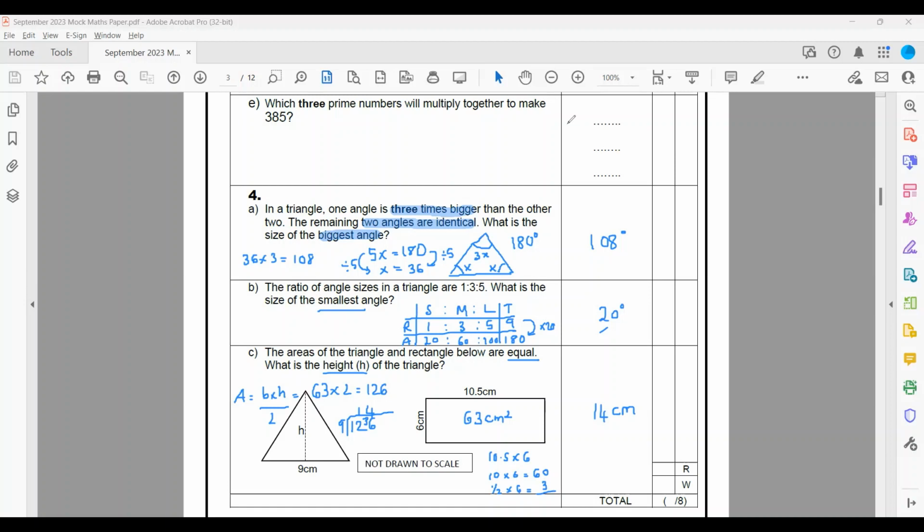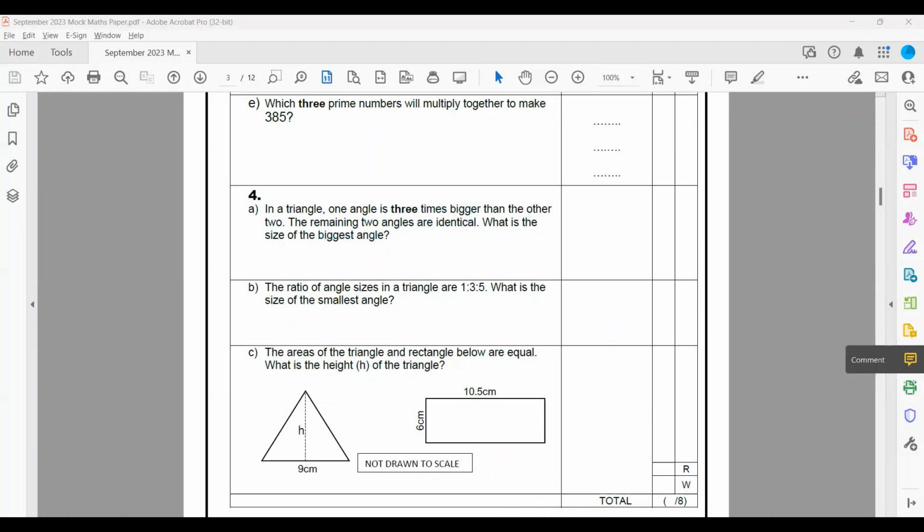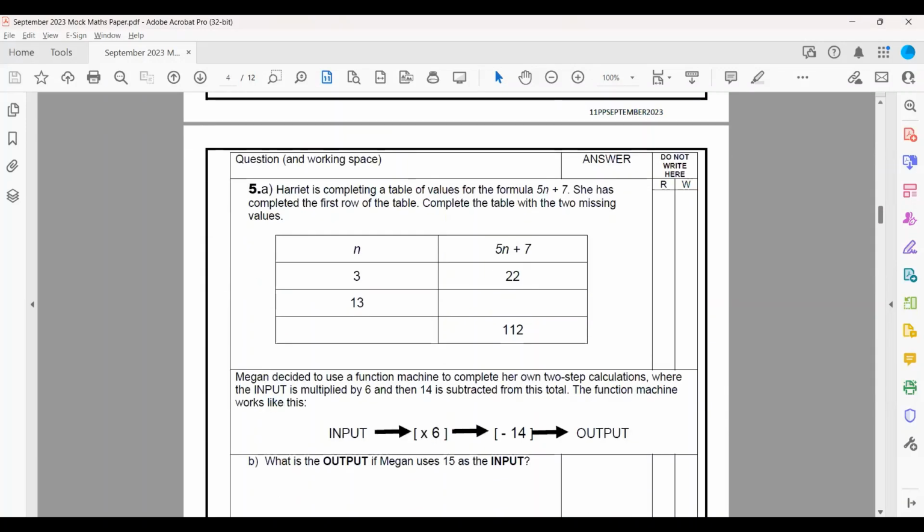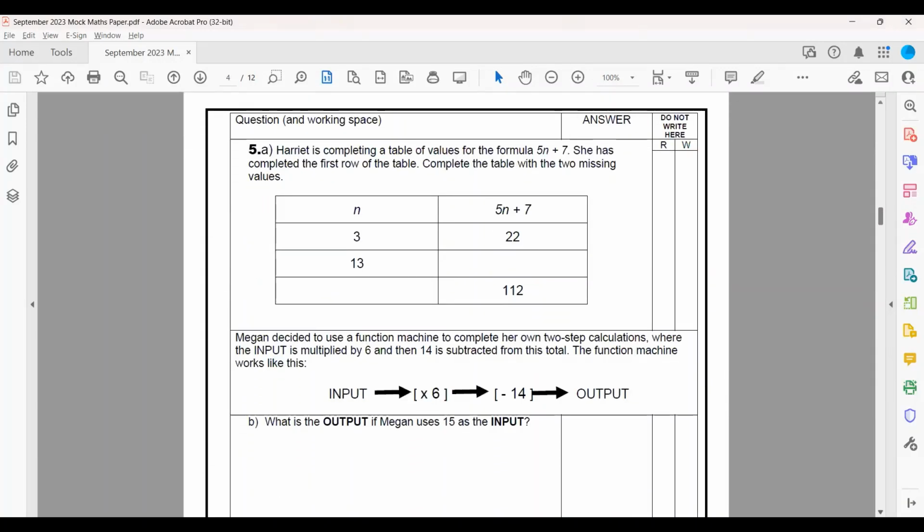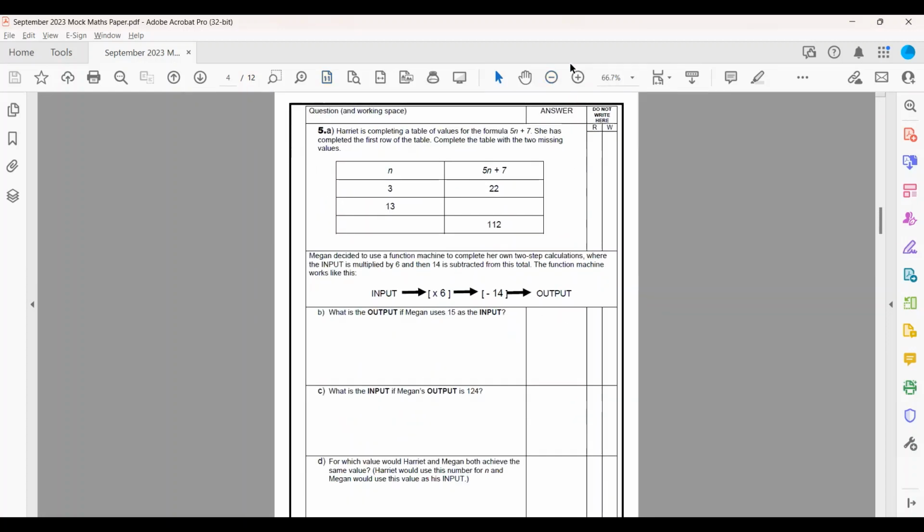Coming down now to question number 5. So here we have nth term and function machines. I'm just going to shrink this down a little so we can get more of the question on the page. If we look at number 5, we're told Harry is completing a table of values for the formula 5n plus 7. She has completed the first row of the table, and you need to find the two missing values. You will get one mark for each of these values, so be careful not to miss these.